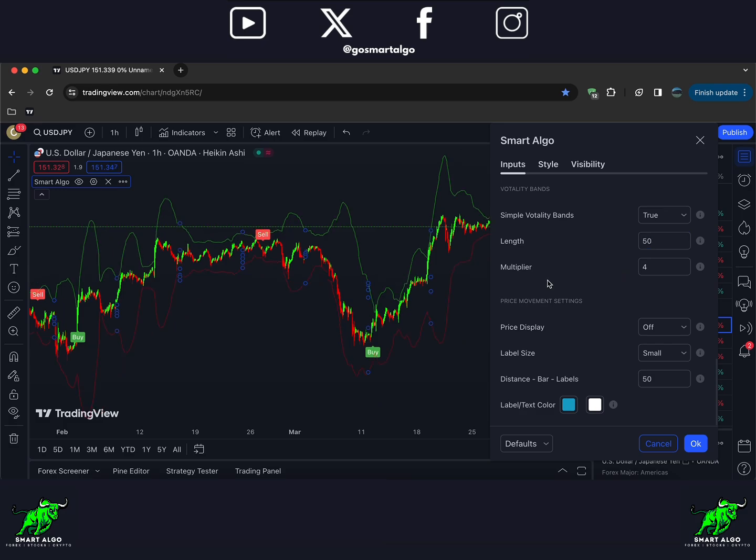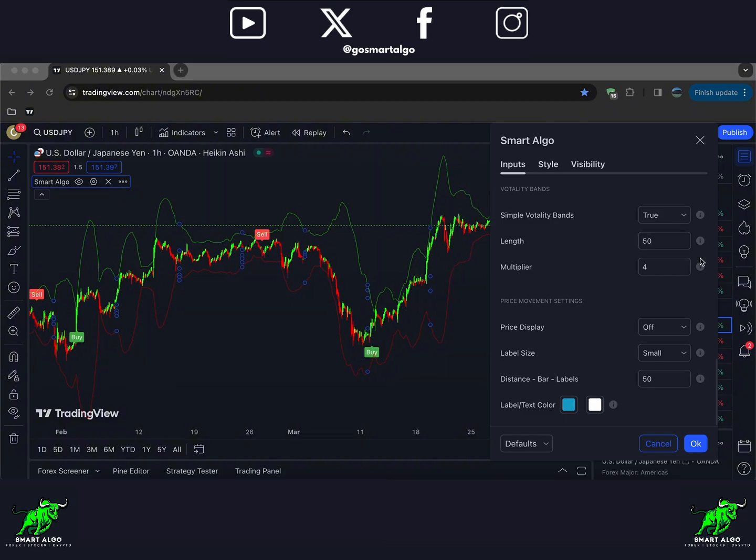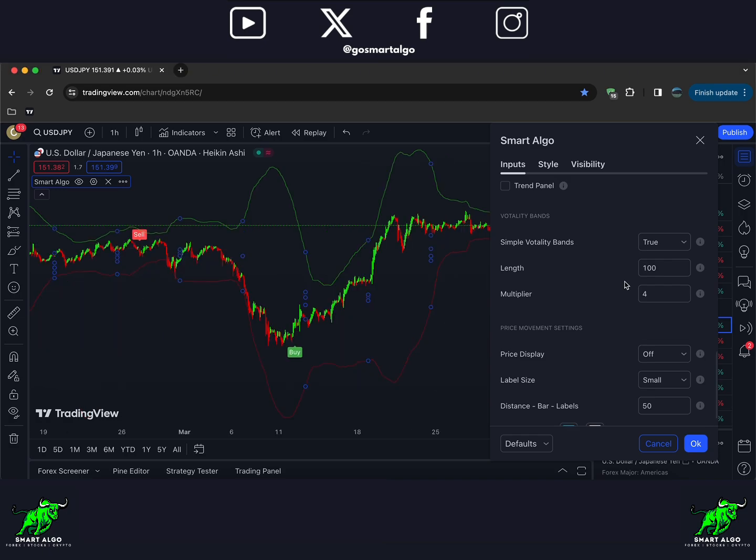Now the multiplier determines how far away from the average price the bands should be. A higher multiplier means the bands will be further from the price, showing you a wider range of where the price might move. So when you're adjusting these two settings, you're essentially tuning how sensitive the bands are to the market's moves and how broadly they should forecast the price to move. So it's really up to you guys to play around with the sensitivities. You just really got to make sure to backtest and practice multiple times and stick to that same strategy.